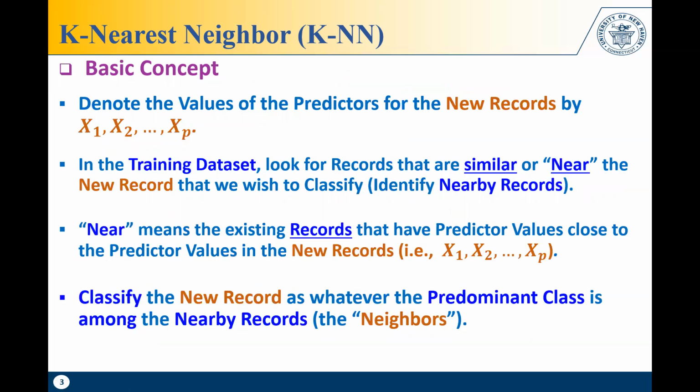The basic concept here is that we denote the values of predictors for the new record by x1, x2, up to xp. Then in the training dataset, we look for the records that are similar to the new record that we want to classify. Near here means the existing records that have predictor values close to the predictor values in the new record. Then we classify the new record as whatever the predominant class is among the nearby records.